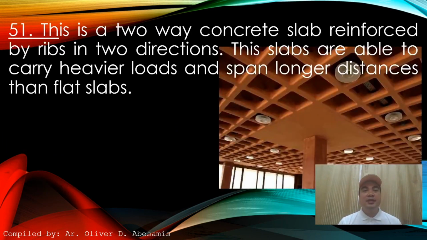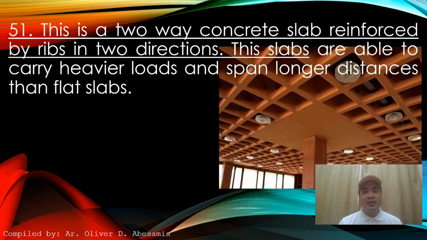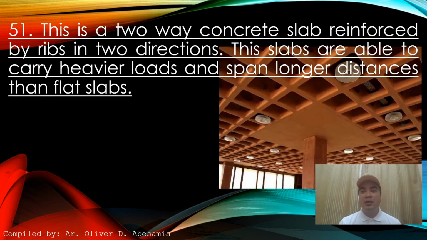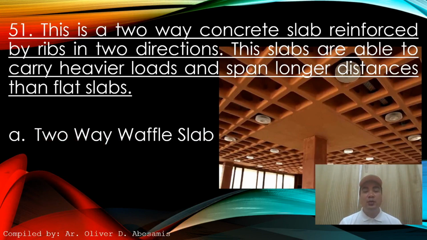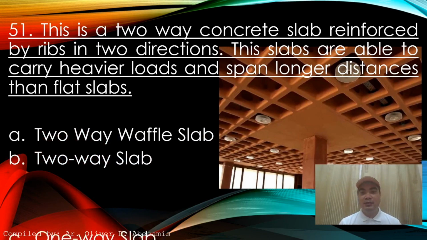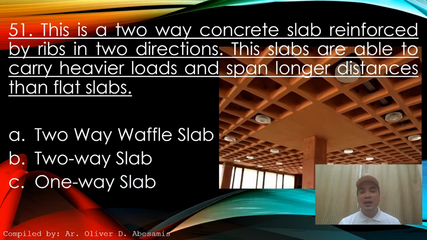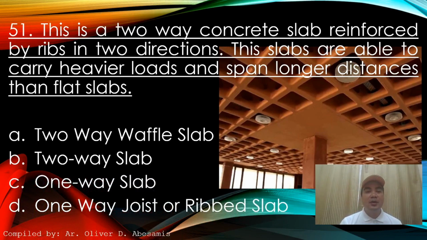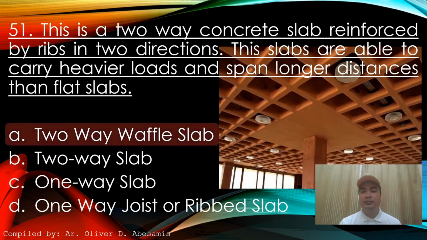Next, this is a two-way concrete slab reinforced by ribs in two directions. These slabs are able to carry heavier loads and span longer distances than flat slab. A. Two-way waffle slab. B. Two-way slab. C. One-way slab. And D. One-way joist or ribbed slab. Answer? A. Two-way waffle slab.